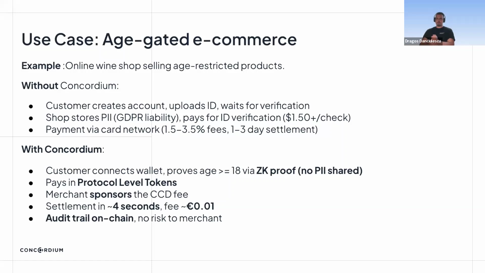Whereas with Concordium, the customer would simply connect the wallet, prove the age via zero-knowledge proof, no GDPR liability here. It will all be paid with protocol level tokens. The merchant will sponsor the CCD fees. The settlement would be in around 4 seconds for a fee of just 1 cent. And then at the end, there will be a full-on audit trail on chain, immutable, so there would be no risk to the merchant.